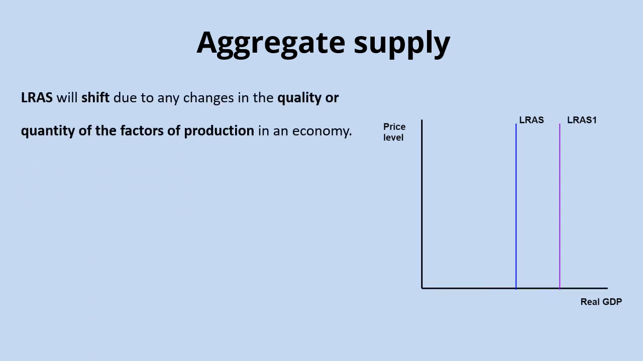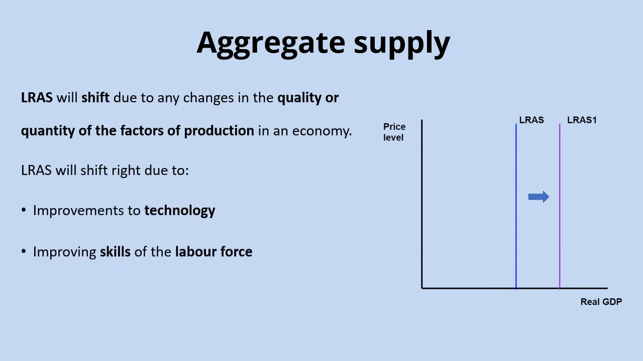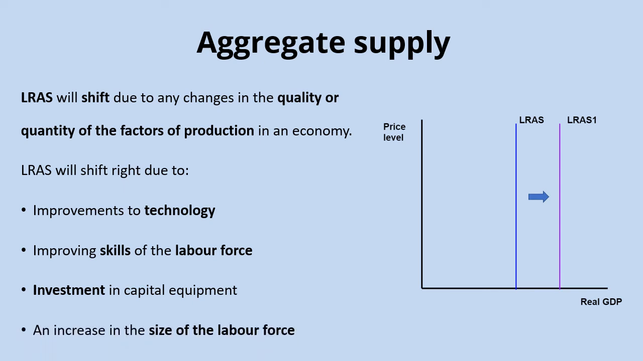As the vertical long run aggregate supply curve represents the limit of the productive capacity of the economy, in order for this to shift, it will need a change in the quality or quantity of the factors of production. And you'd hope that over time, long run aggregate supply would shift outwards to the right, as technology, skills and the education of the labour force, and investment in capital tend to grow over time. And for a number of years, population growth will have increased the size of the labour force, causing long run aggregate supply to shift right as well.